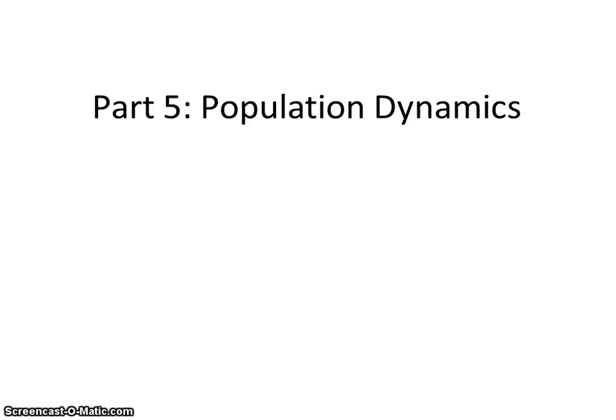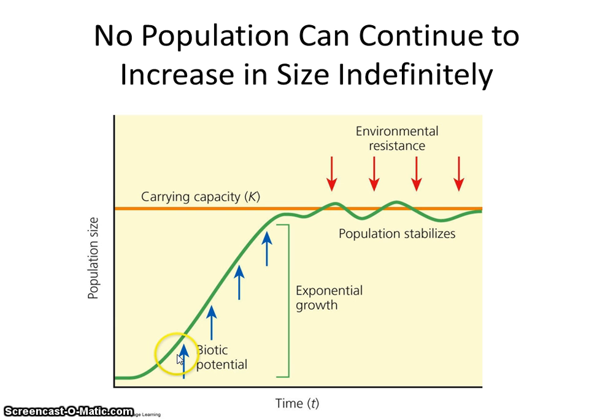And this is part 5 of the Unit 2 review. In this section, we will be focusing on population dynamics. This is a great graph to start with. What we are looking at here is all the different factors that go into making a population grow and shrink, and all of the terms that go along with that.